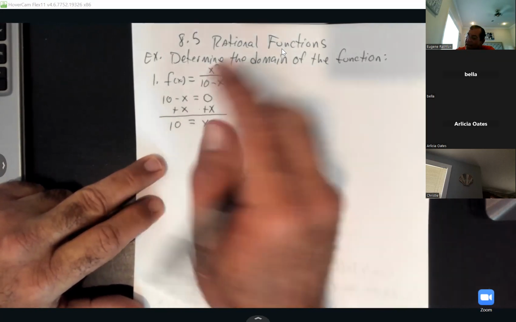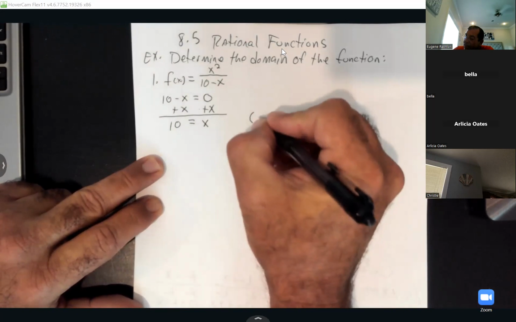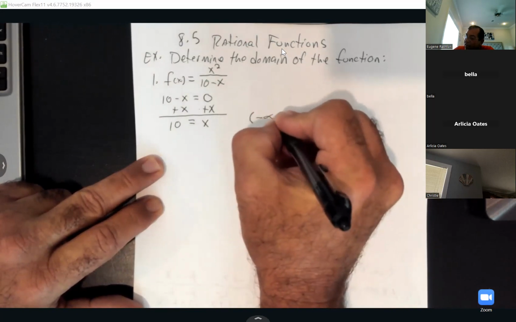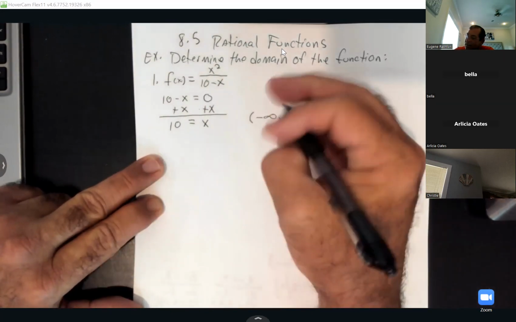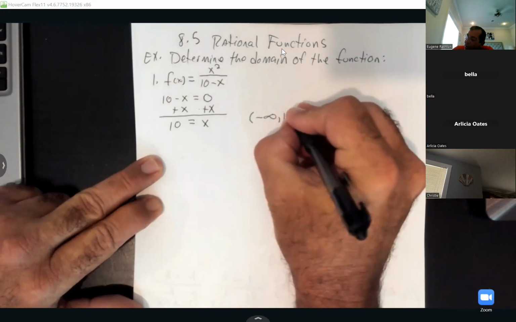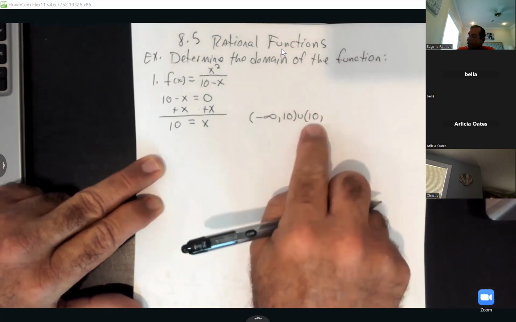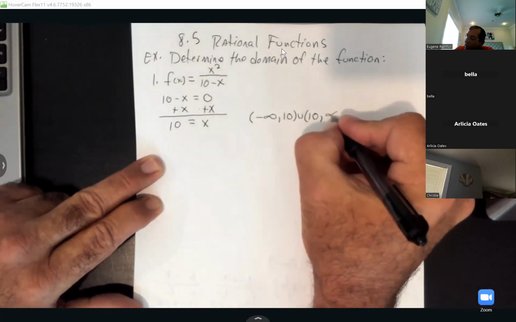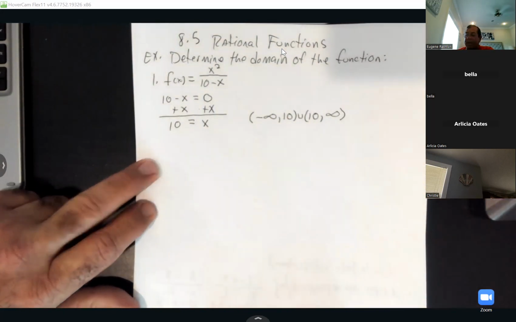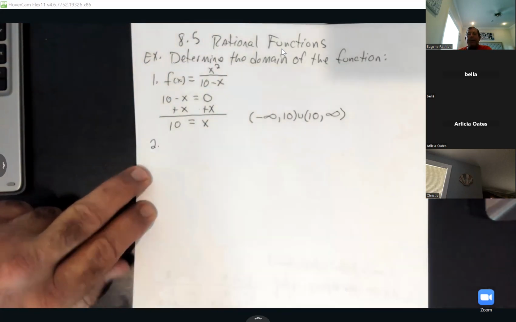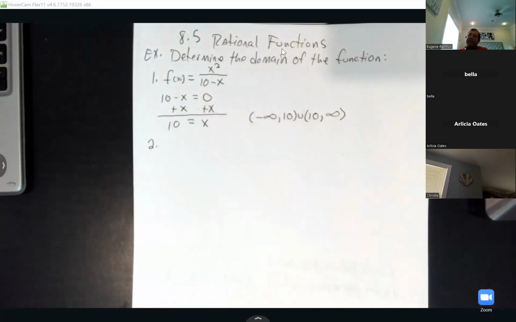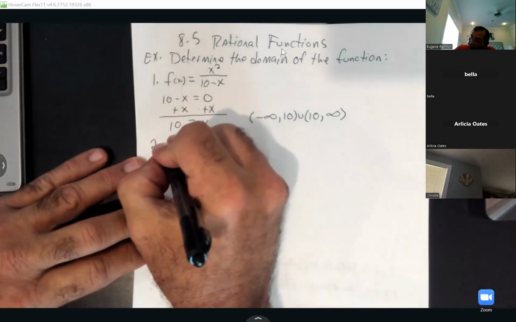That makes it undefined. So the domain in interval notation will be from negative infinity until we hit that 10. We're going to kick the 10 out by doing a union around it, and then from 10 it heads off towards positive infinity. So these 2 questions at the start of 8.5 are just like 5.1 was. All right, here we go, a bigger one.